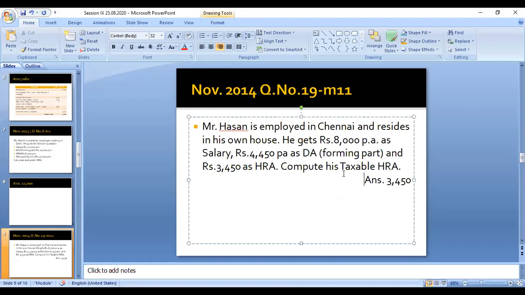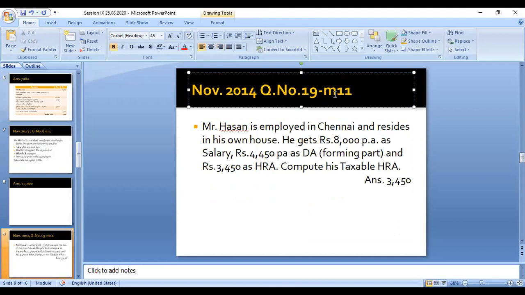There is a question number 19. In November 2014, they asked three questions. They asked two two-mark questions and one 5-mark question from the same HRA topic also. So that is 10 marks plus 20 marks, they asked in the same chapter and the same unit.